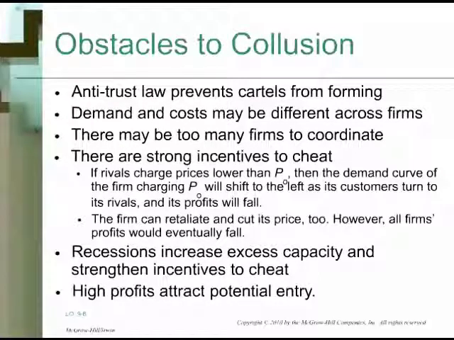If rivals charge prices lower than the collusive price, then the demand curve of the firm charging the collusive price will shift to the left as its customers turn to its rivals, and its profits will fall. The firm can retaliate and cut its price too. However, all firms' profits would eventually fall. Recessions increase excess capacity and strengthen incentives to cheat, while high profits attract potential entry.